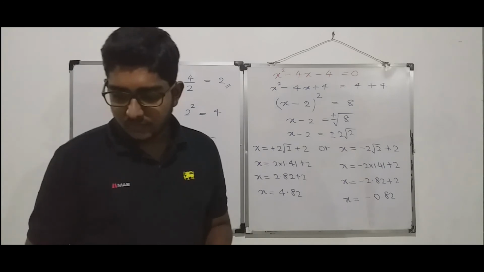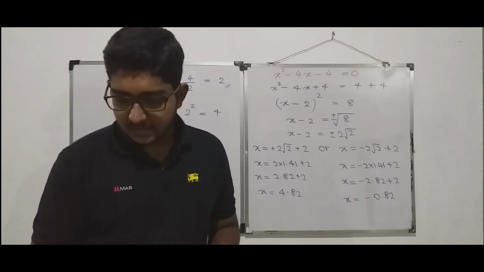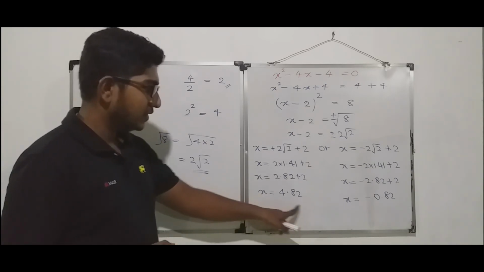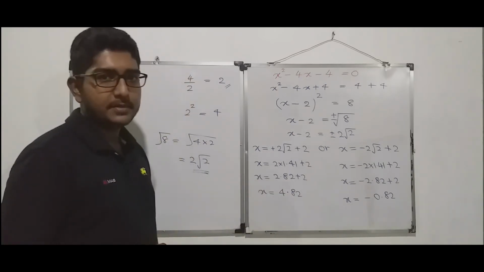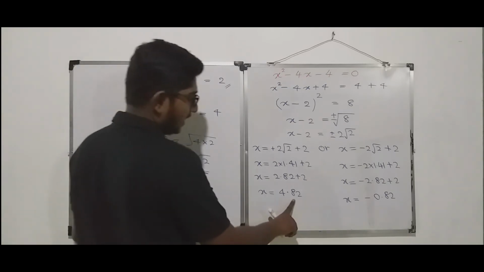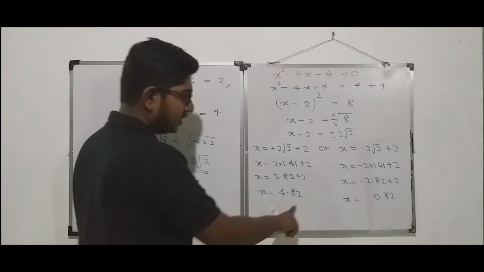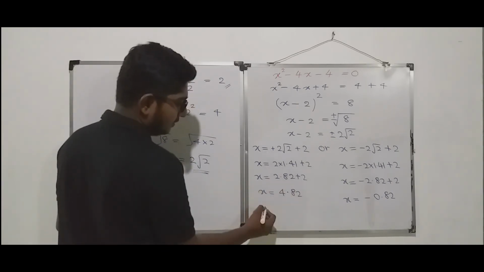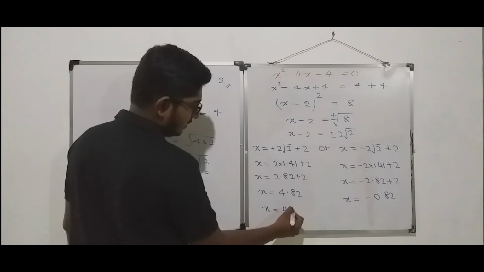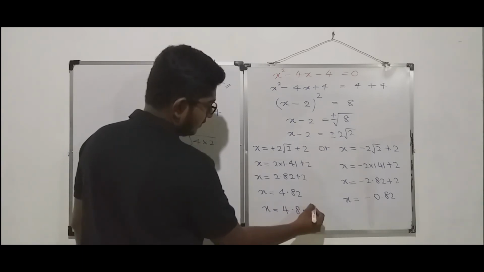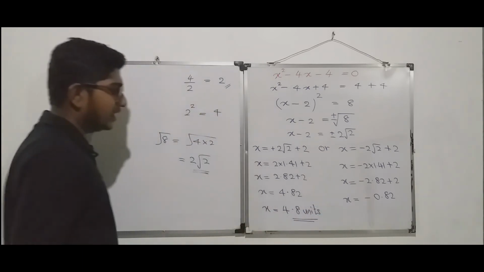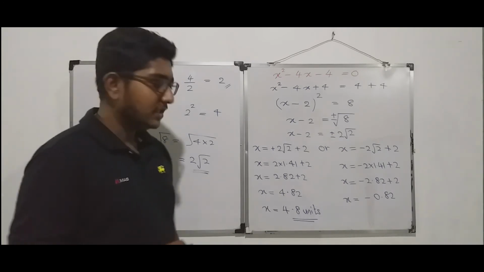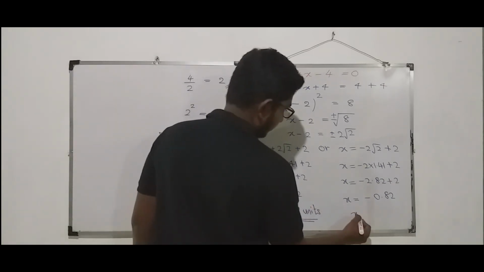In this question, they want the solution of x correct to the first decimal place. So we have to round off these two solutions to one decimal. For that, I have to consider the second decimal, which is 2. Since it is less than 5, I am not going to add 1 to the previous digit. So the answer is 4.8 units. They have given the radius of the two plane figures in units, so x is also in units.